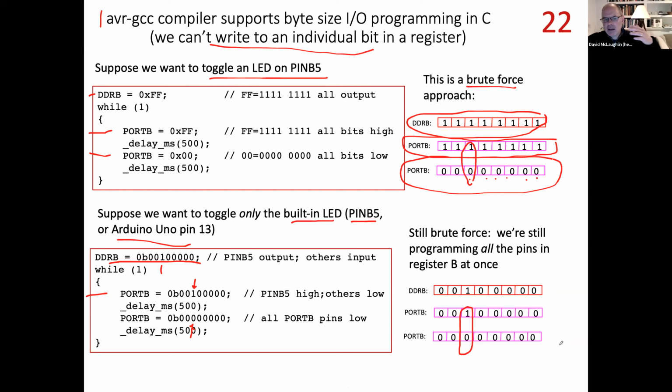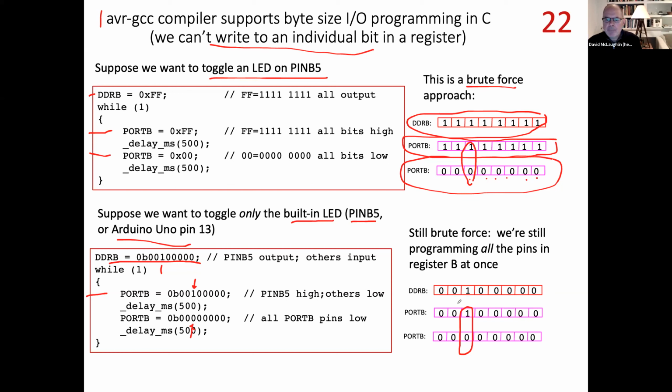By the time, I mean, the compiler is going to see 0xFF, or it'll see 0B11111111, or it'll see the number 255, and they're all going to get compiled down to the same value.